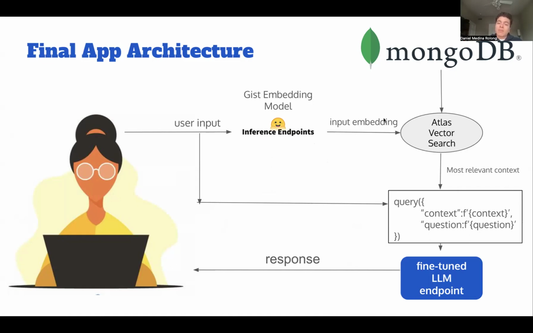So then once we have the input embedding, we use Atlas Vector Search through a MongoDB database to find the most relevant chunks. Again, this uses cosine similarity, but then we take the most relevant chunk, and we pass that along with the user's message or question to the fine-tuned LLM endpoint, which is also deployed through Hugging Face. Again, it's also a dedicated endpoint. And then after a few seconds, the model returns a response, and then that response we're using to populate the front end and show it back to the user.